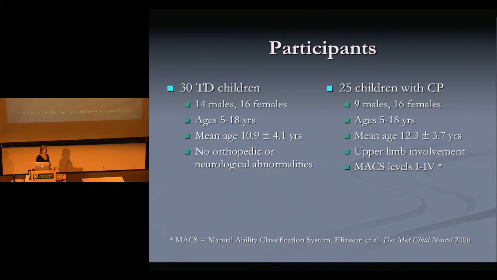So 1 would be mild impairment, so maybe some slowness or some clumsiness in doing a fine motor task, all the way up to 5, which is basically an inability to use the hand in any functional manner. So we had a max level 4 as the greatest measure. And the children had a primary diagnosis of either spastic, dyskinetic, or ataxic cerebral palsy.